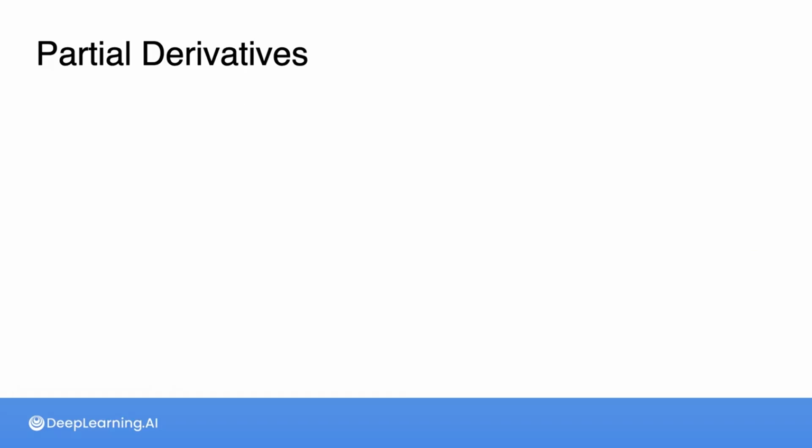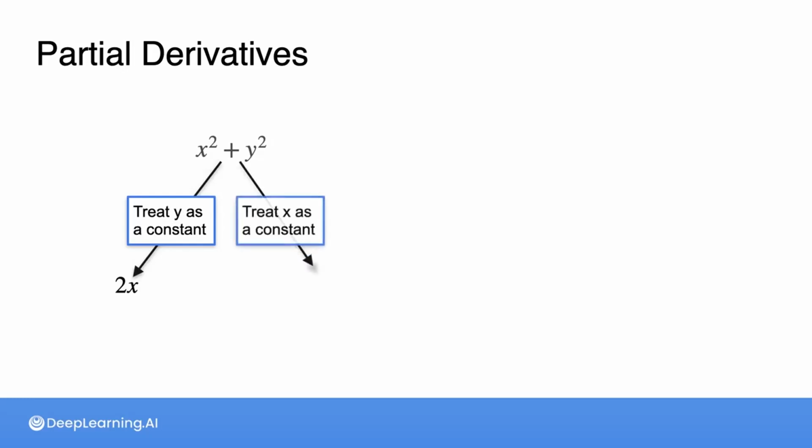So you can take two partial derivatives, with respect to x and with respect to y. So what happens when we treat y as a constant? Well, the partial derivative is 2x. And if we were to treat x as a constant, then the partial derivative is 2y, because the derivative of x squared is 0 and the derivative of y squared is 2y.